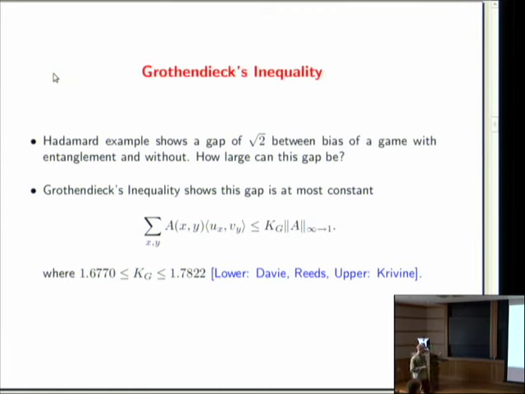So Grothendieck's inequality, in other terms, exactly relates the bias with entanglement to without entanglement. So what it says is that this correlation with inner product of unit vectors is bounded by a constant times this infinity to 1 norm. Okay? And this constant is in fact quite small.